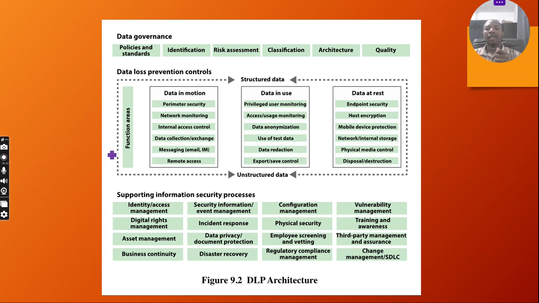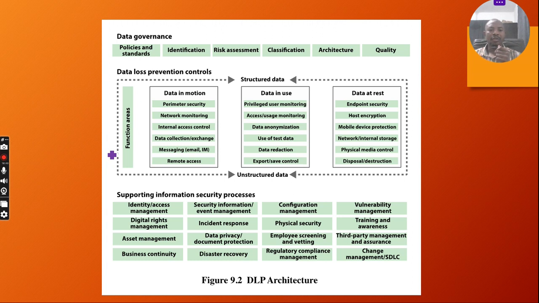Then for data at rest, we look at endpoint security, host encryption, mobile device protection, and other data in storage or data at rest. We look at the network internal storage, and we look at physical media control, and so on and so forth. Then supporting information security processes, and here we look at a different segment.